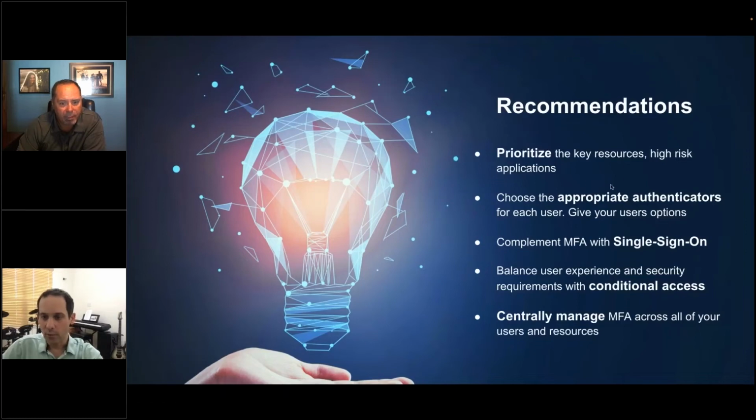Dave, do you want to talk about appropriate authenticators? Yeah, and as Eric mentioned earlier, choosing the appropriate authenticators for your users, right?